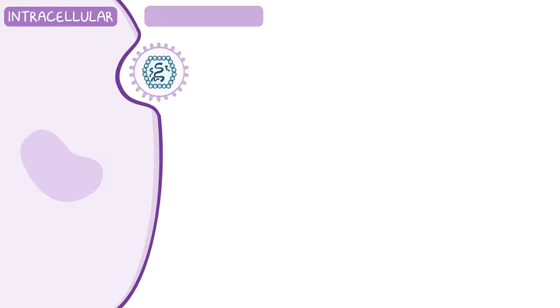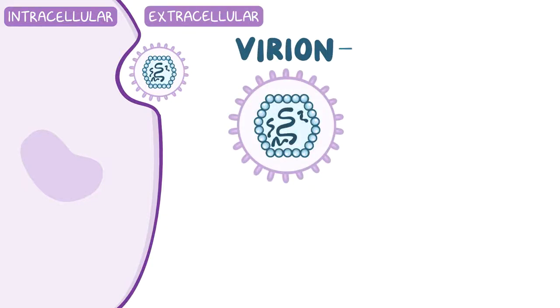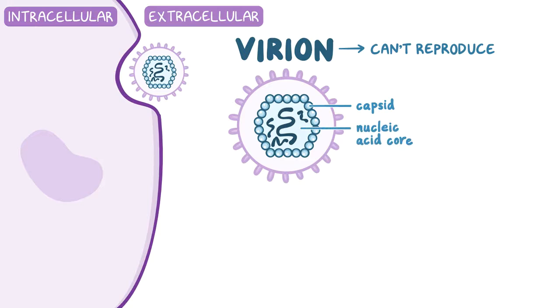Viruses can exist either extracellularly or intracellularly. In the extracellular state, the virus is called a virion and isn't capable of reproducing. A virion consists of a protein coat called a capsid, surrounding a nucleic acid core, which contains the genetic material, or the viral genome. The nucleic acid and the capsid are collectively called a nucleocapsid.